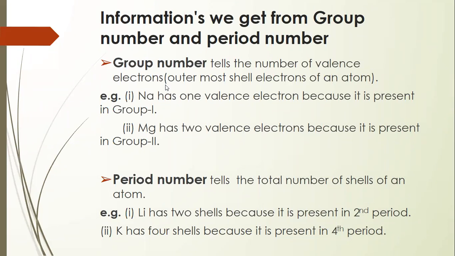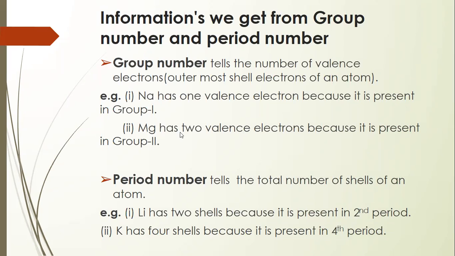The group number tells the number of valence electrons. Valence means the last electrons; it is also mentioned in the bracket, outermost shell electrons. So group 1 means all the members which belong to group 1 have one electron in the outermost shell. In the last shell it should be 1. It is a good piece of information. For example, sodium has one valence electron because it is present in group 1, so one valence electron is present in the last shell.